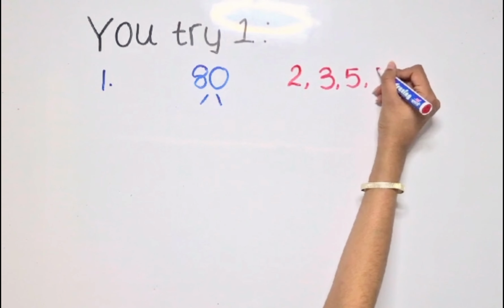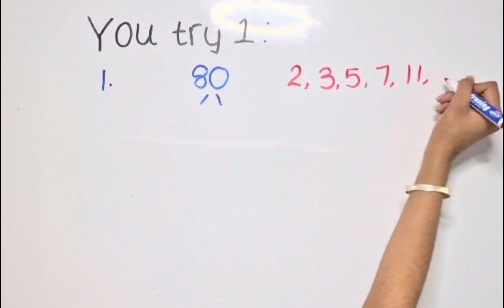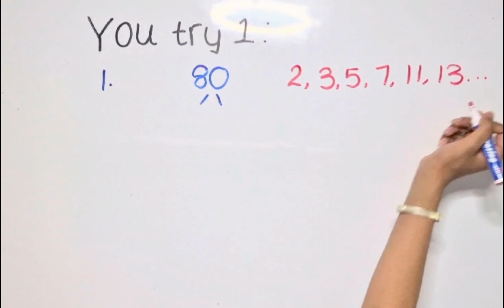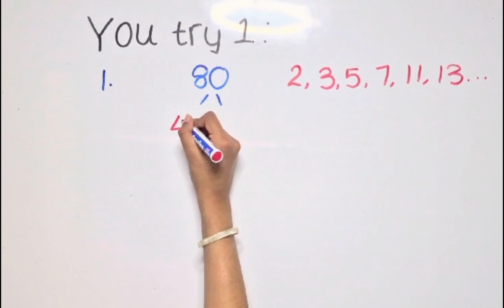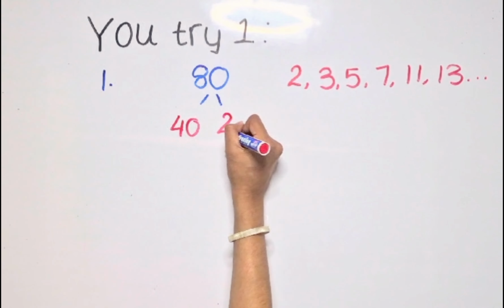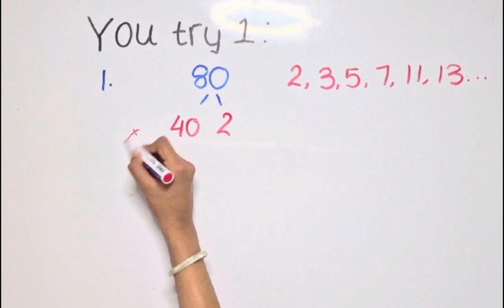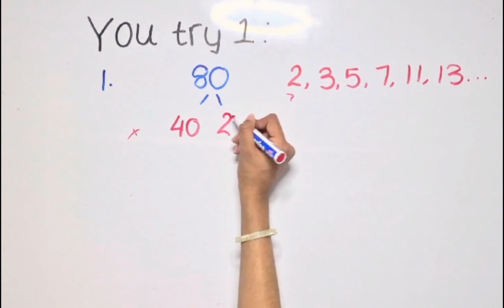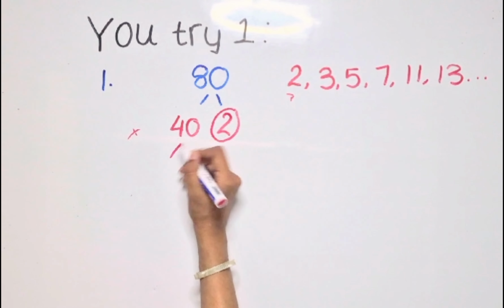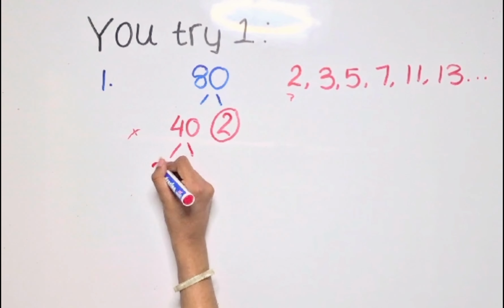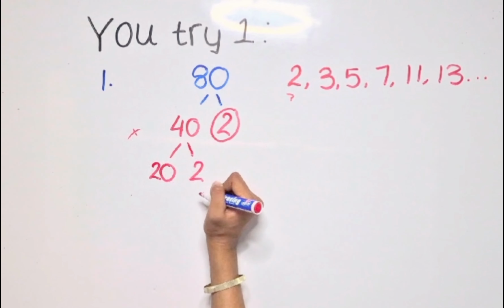By obviously writing out the first few prime numbers, so it will help us when we do our prime factor tree. So 80 can be split into 40 and 2. And 40 is not a prime number, but 2 is, so we're going to circle that. And 40 can be split into 20 and 2.